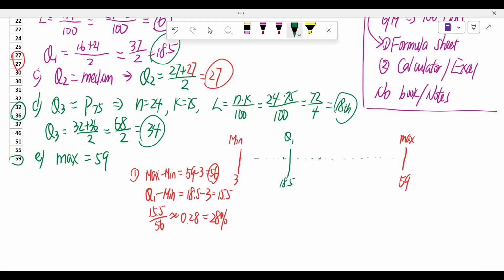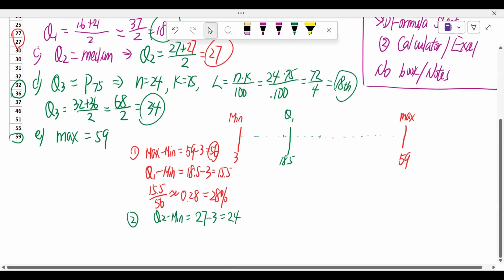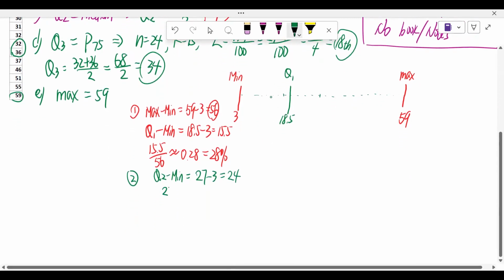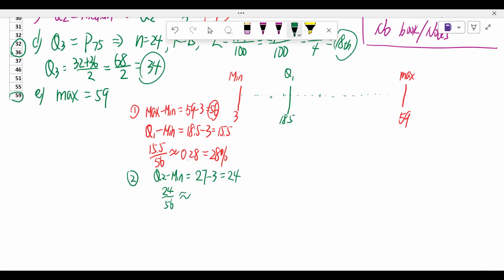Which is good, right? And then we move on to the second step, doing quartile two minus minimum. That's going to be 27 minus 3, which is 24. If you divide 24 by 56, we get an approximate percentage. What is that? It will be 43%. Exactly, great. 0.43, so that's approximately 43%. What does this tell us?